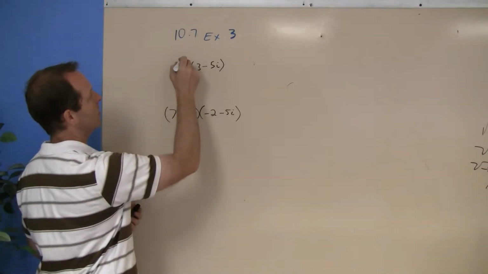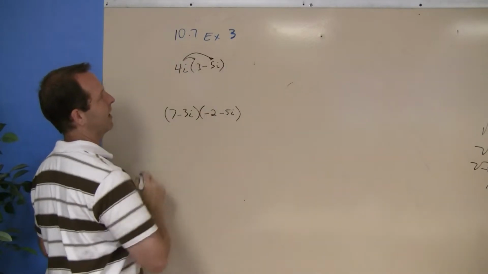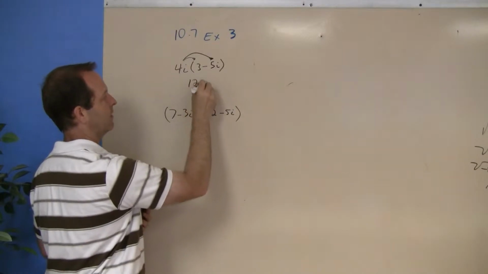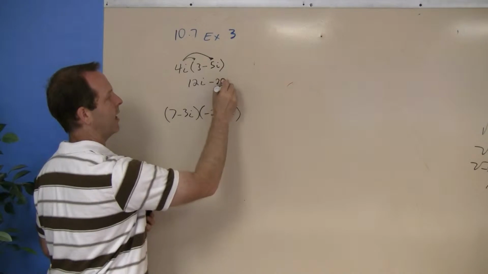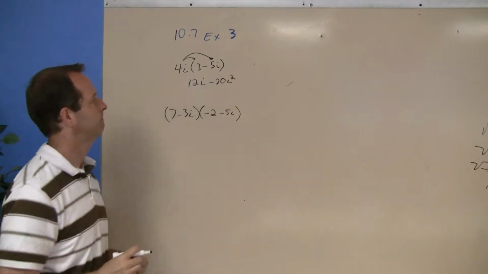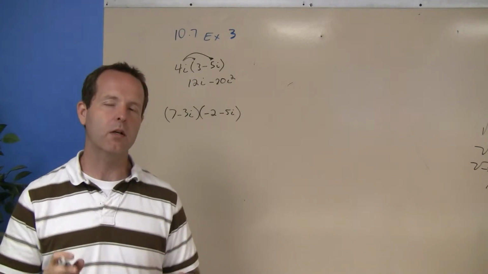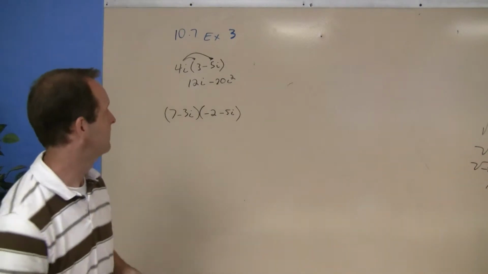So I can distribute and multiply 4i times that first term and 4i times that second term. So 4i times 3 is 12i. And 4i times a negative 5i gives me a negative 20i squared. But I'm not done. There's an i squared in there, and we learned a while back that i squared itself is a negative 1.